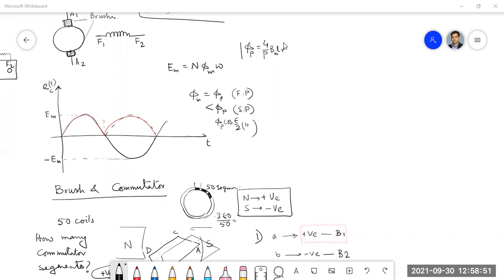131, Sulogna Das. Do you know? Yes, sir. The split ring will be divided in 50 parts, and each part will be connected to one commutator segment. I am not able to hear you, sound problem. Once again. The split ring will be divided in 50 parts, and each part of the split ring will be connected to 50 commutator segments. But you have 50 coils, no?